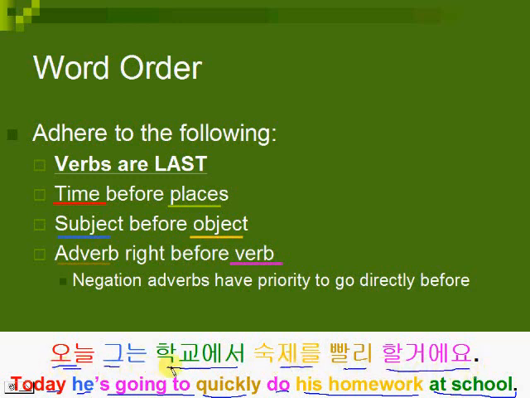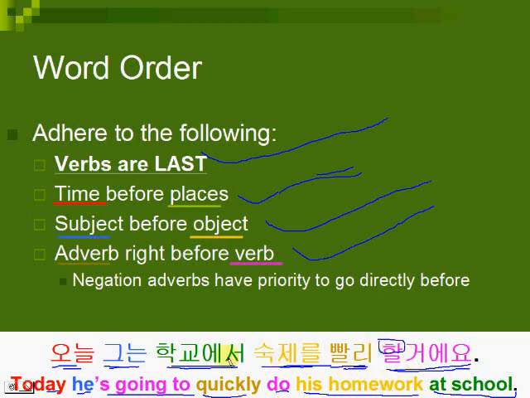So this is time, place, satisfied. Subject, object, satisfied. Adverb, verb, satisfied. Okay, and the verb is last. So 오늘 is today. 그는, he. 학교에서, at school. 숙제를, his homework. 빨리, quickly. 하다, to do.